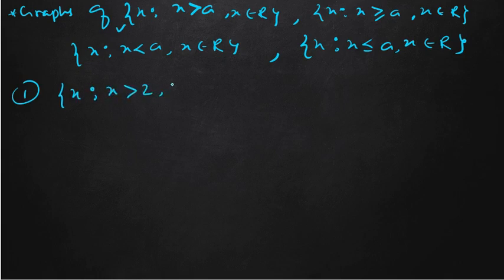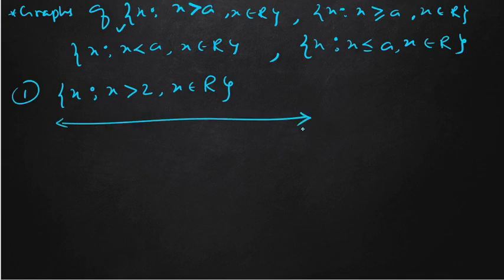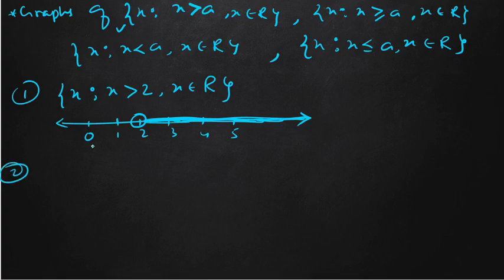Okay, suppose we take one example of the first one. All x such that x is greater than 2, x belongs to real numbers. So how to draw this graph? We have to include all the real numbers which are greater than 2. 2 is not included. Okay, so 0, 1, 2, 3, 4, 5, like this. So 2 is not included, so we have to draw one open circle and all the points towards the right side of 2. Just bold the line till the arrow. This will show that these are all the real numbers which are greater than 2.